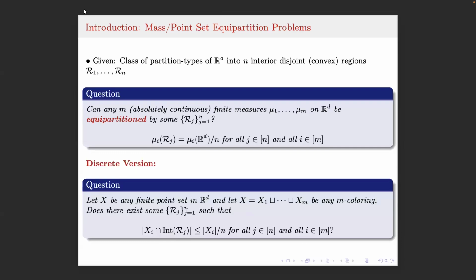So a discrete version of the question can be phrased as follows. Let's suppose I have any finite point set X in R^d, and I have an m-coloring of X. So I have m disjoint subsets, and X is the union of those. Now, can I find one of these partition types so that the interior of each region contains at most 1 over n of each color class?